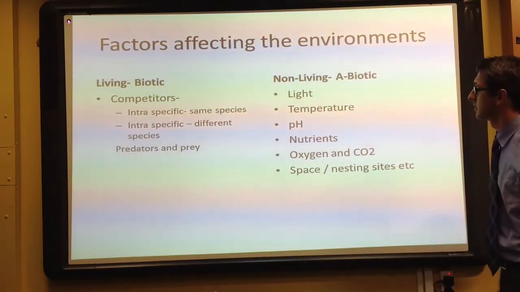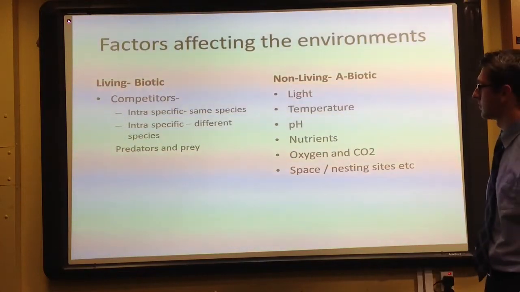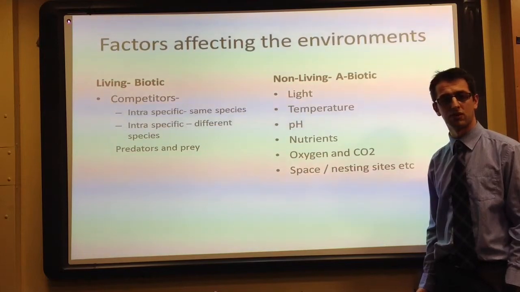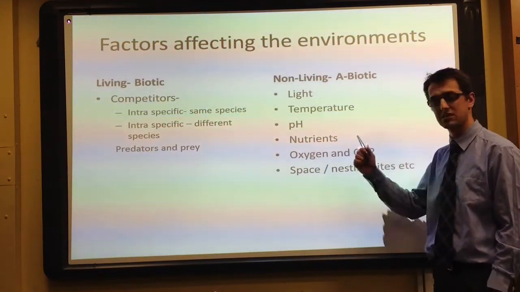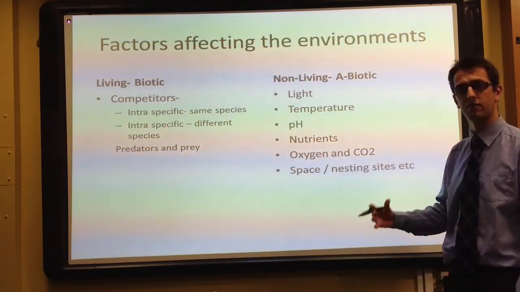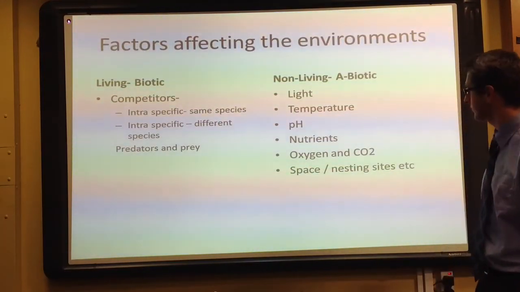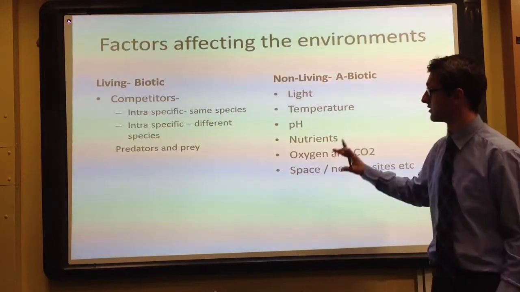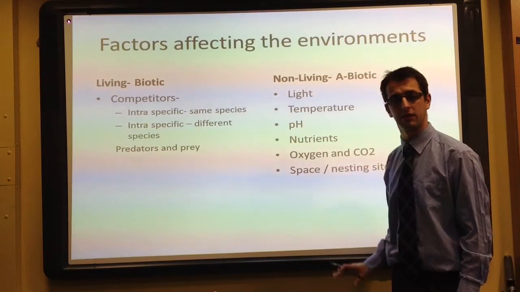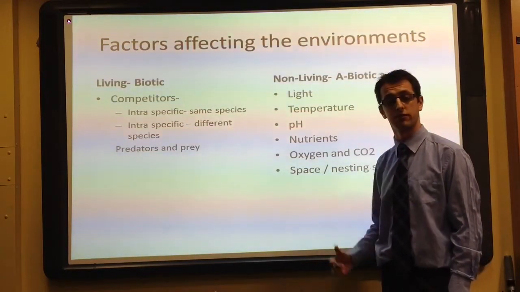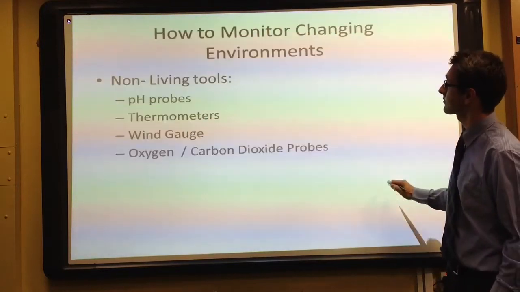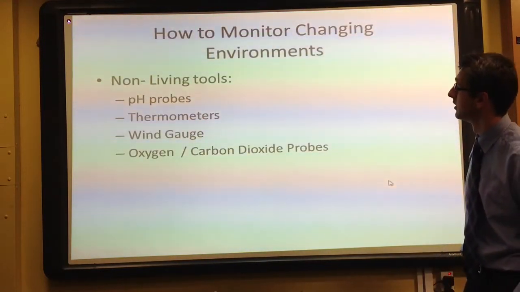Coming across to this side, the non-living factors, the abiotic factors, you can see the list here. Fairly typical sorts of things that might affect it: light intensity, temperature, pH, so on and so forth. All of those different things will affect the ability of organisms to survive. What we can then do as scientists is to go in and measure each of these to gain an impression of how things are changing over time and what effect that could be having on the population and an ecosystem.